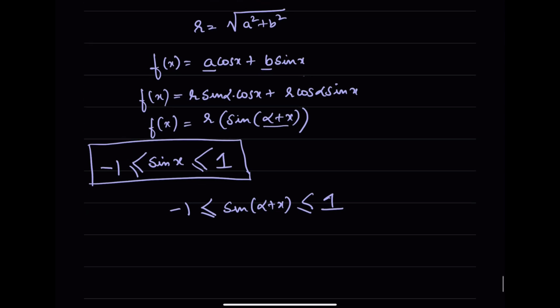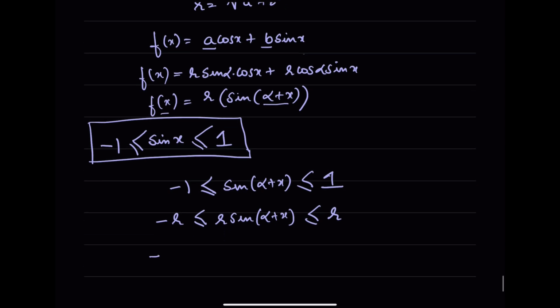Correct? So now let's multiply all these values by r. So this will be minus r less than or equal to r times sine of alpha plus x less than or equal to r. Now what is r times sine of alpha plus x? It is f of x. Correct? So minus r is less than or equal to f of x, which is less than or equal to r. So the function a cos x plus b sin x, which is f of x, is greater than or equal to minus r and less than or equal to r.